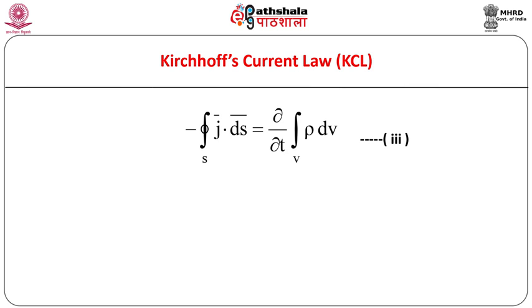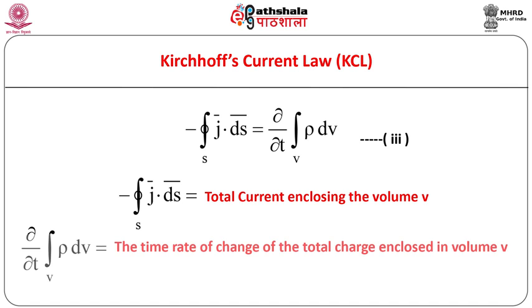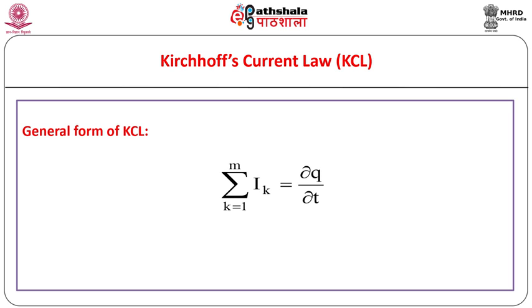Clearly, the left hand side of equation 3 indicates the total current entering the volume V. The right hand side of equation number 3 indicates the time rate of change of the total charge enclosed in volume V. This is the general form of Kirchhoff's current law. Note that here algebraic values of currents Ik are to be considered for summation to obtain the law in the most familiar form.